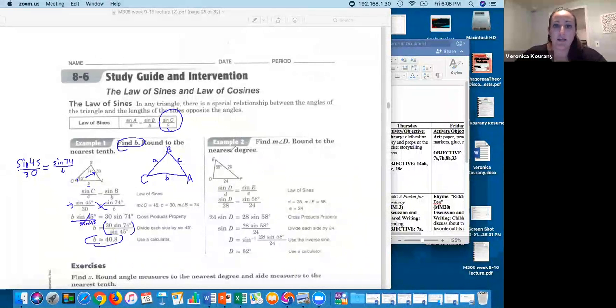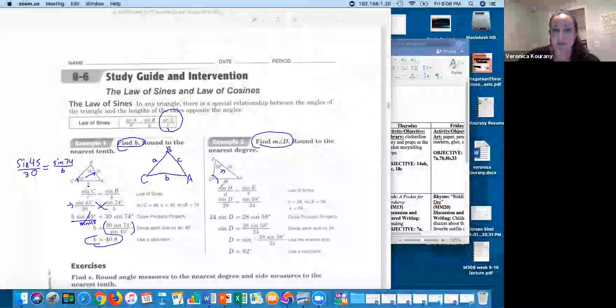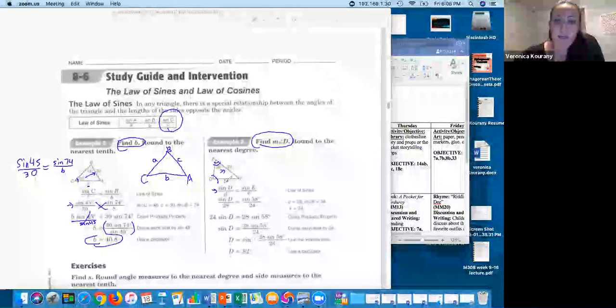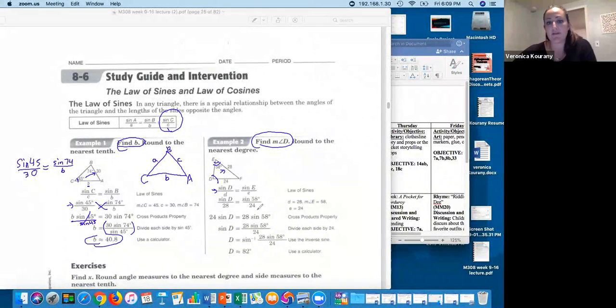Example number 2. That was looking for a side. Now example number 2 is looking for an angle. So we want to find the measure of angle D, this guy right here. Opposite of it, we have lowercase d. So we can set up our proportion as sine D over lowercase d equals sine E over e, because that's what's given to us. We have this angle right here and its opposite side, so we've already formed a complete ratio.